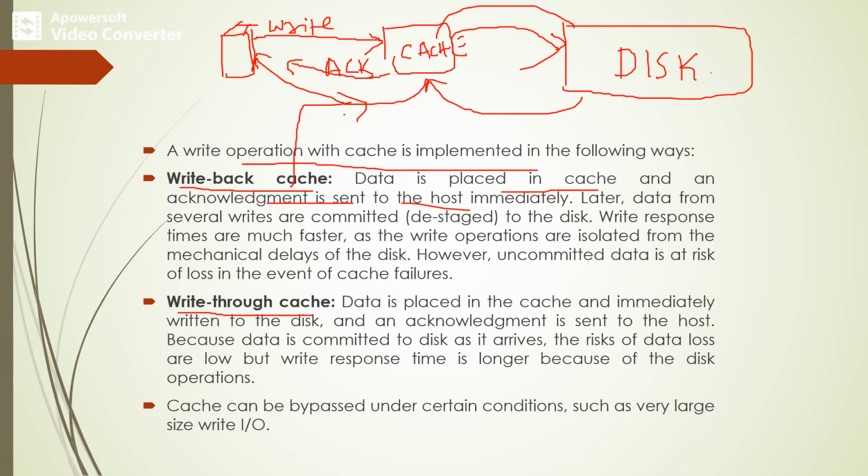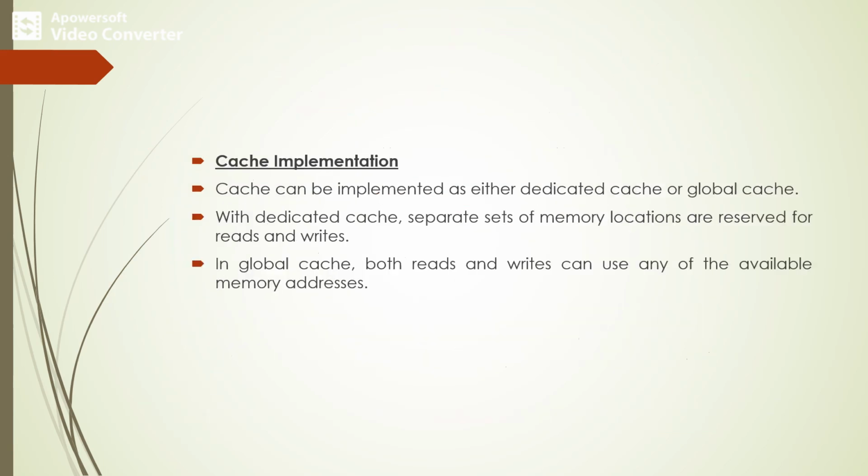So initially the host will send the data in order to write the information into the disk. So through the cache, it will transmit the data directly into the disk. It will receive an acknowledgement. After that, it will send an acknowledgement to the host. Cache can be bypassed under certain conditions such as very large size write IO.